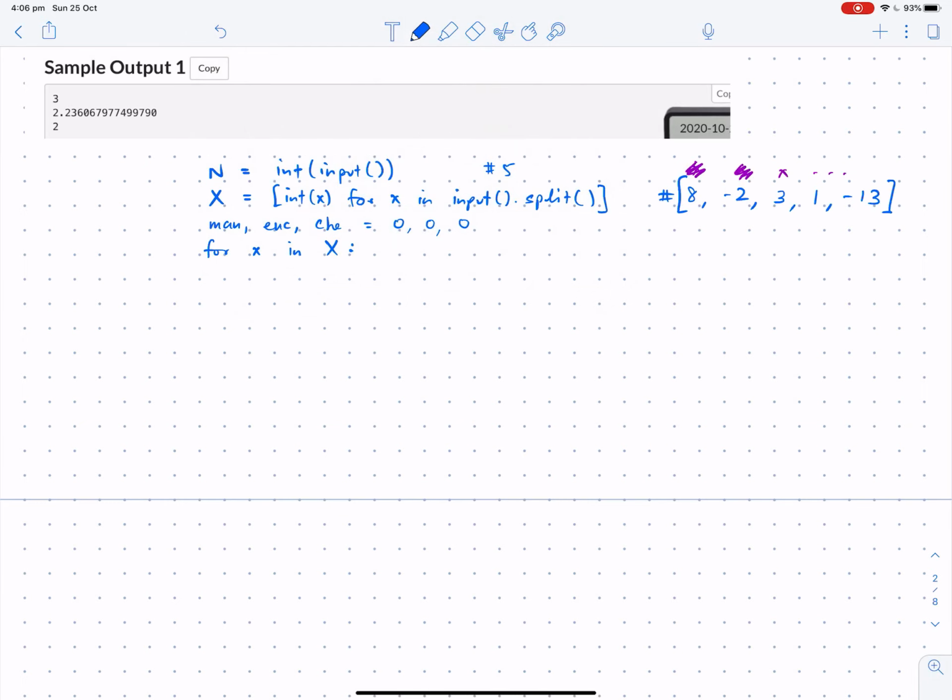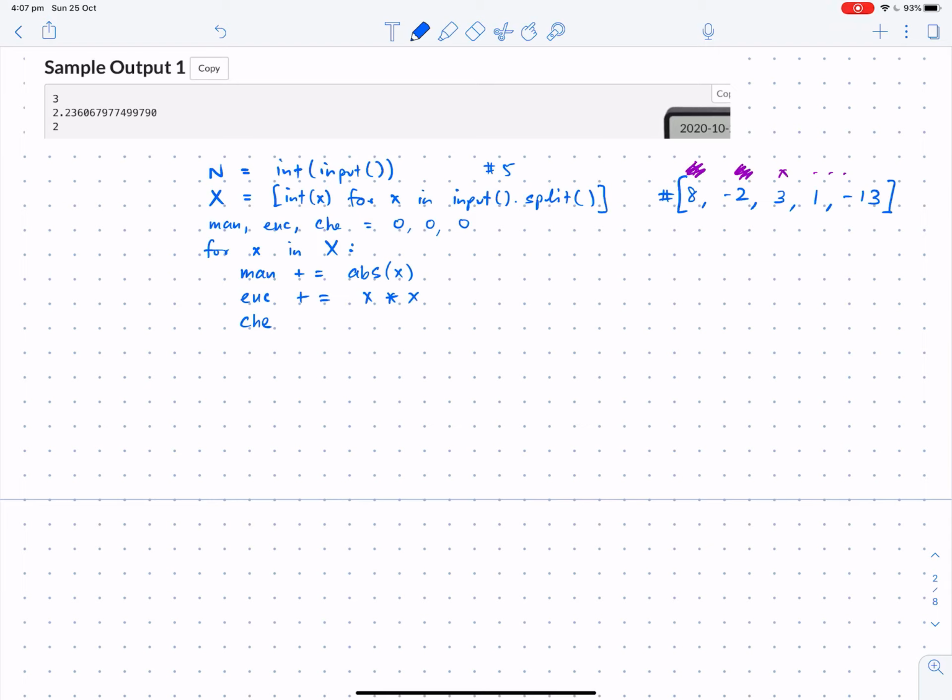Right, so what do we do? Well, the Manhattan distance, we just have to add the absolute value of little x. Okay, we just keep adding it to the Manhattan distance. The Euclidean distance, well, we're going to just add the square of x, and then at the end we'll take the square root. And the Chebyshev distance, well, that's the maximum of them.